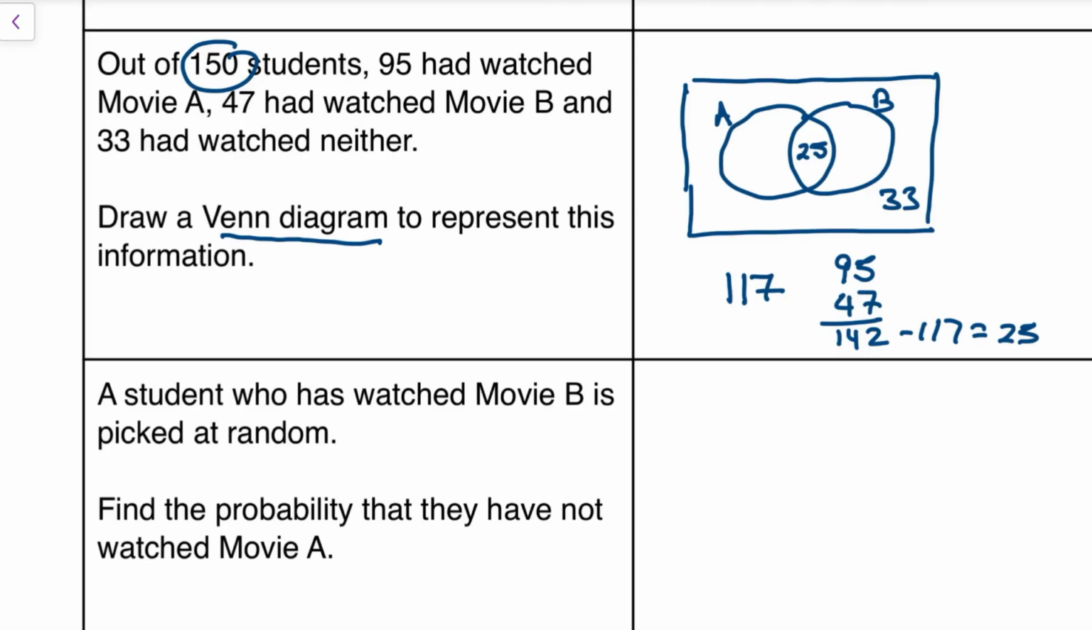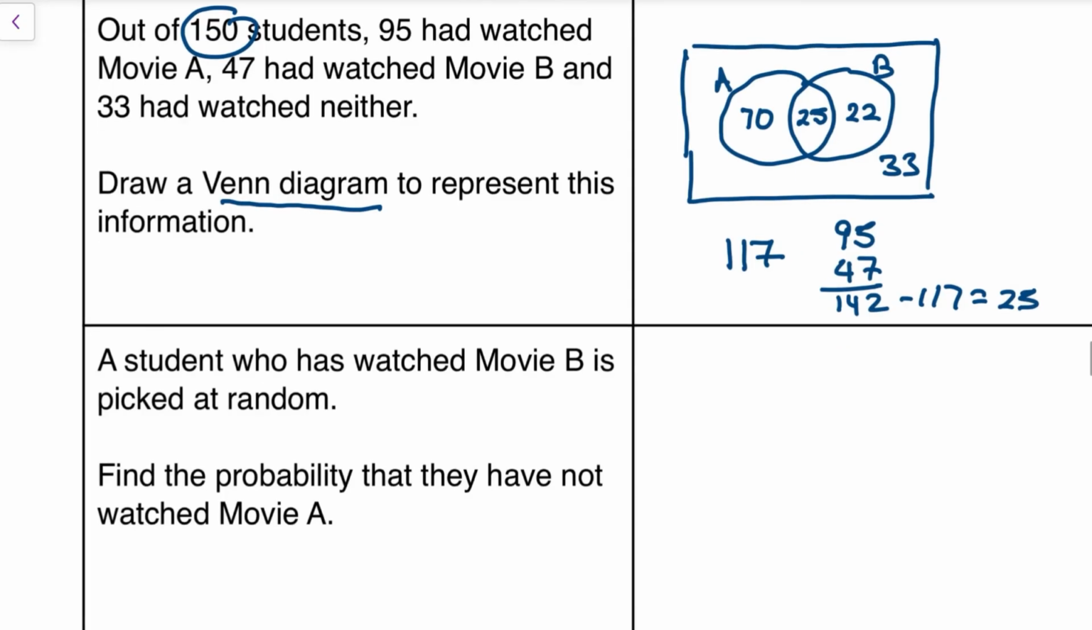And now I've got the middle bit, the rest of it's not too bad. So if I have 95 who have watched movie A, 25 I'm aware of already, so that means there must be 70 who just watched movie A alone. Similarly, if I know there are 47 that watched movie B, 25 I'm aware of because I'm in the middle already, so therefore that's going to leave me with 22 who watched movie B. And that's it, draw a Venn diagram, done that, question done.